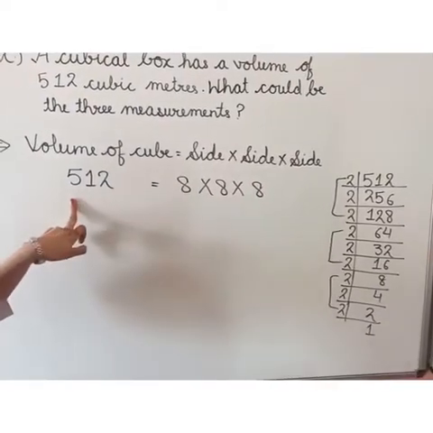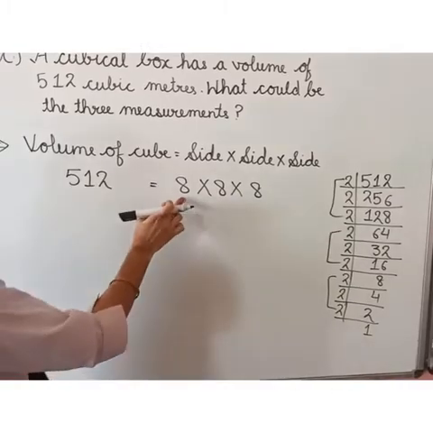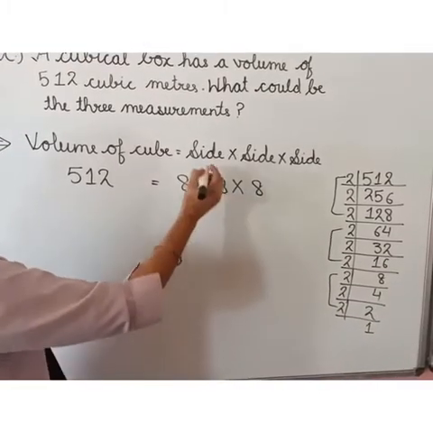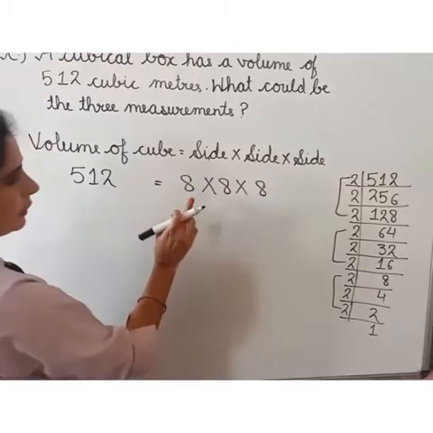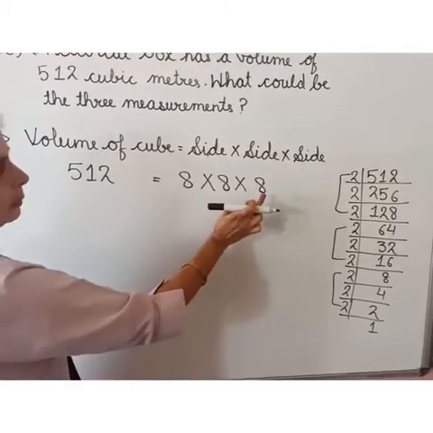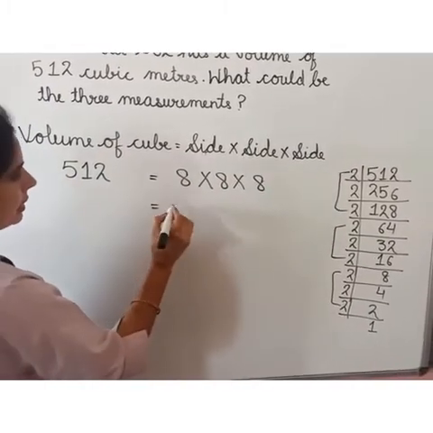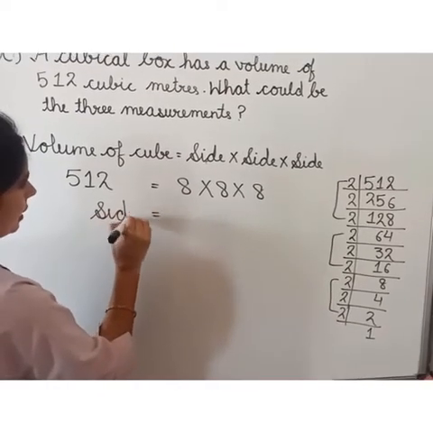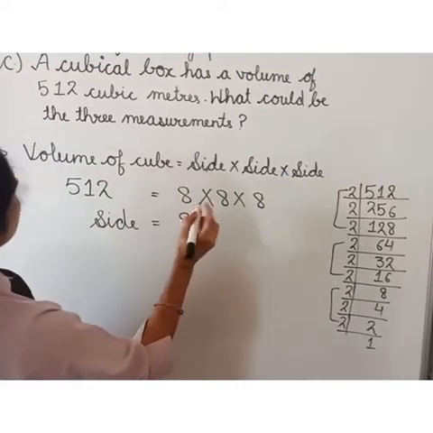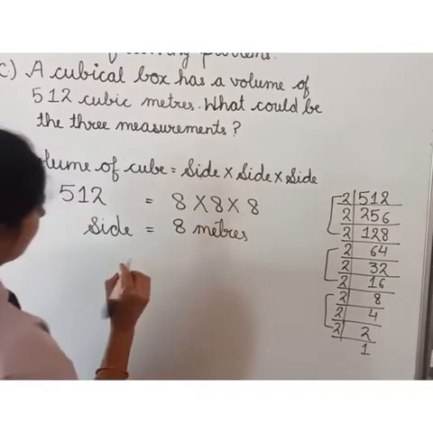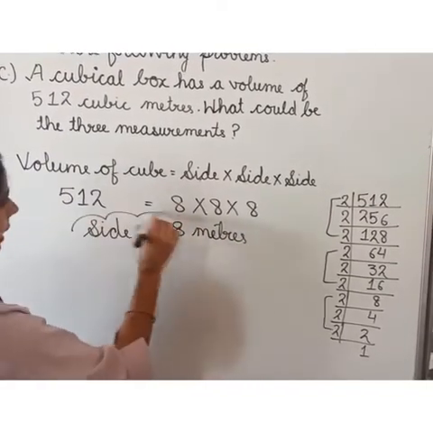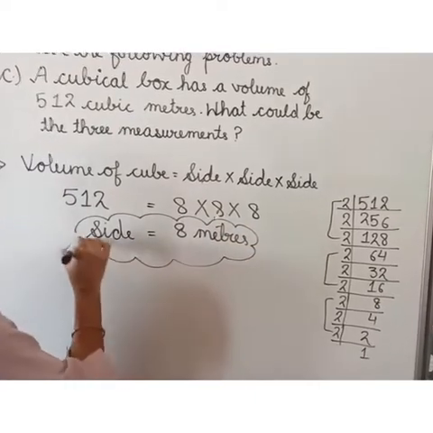That is 512. What is the measurement of 8? That is the measurement of side. Side multiply side. Here 8 multiply 8. Means side is 8 meters. Here we get our answer. Side is 8 meters. I hope you understand it.